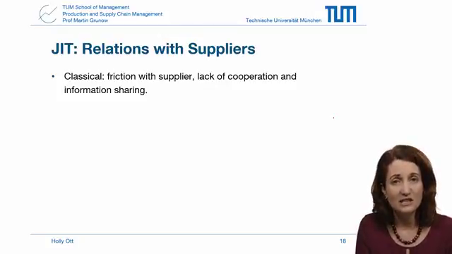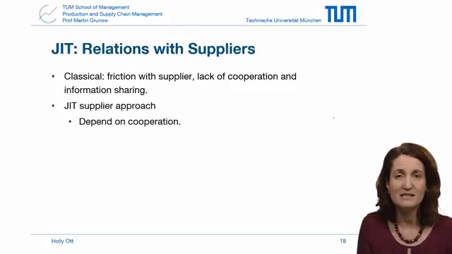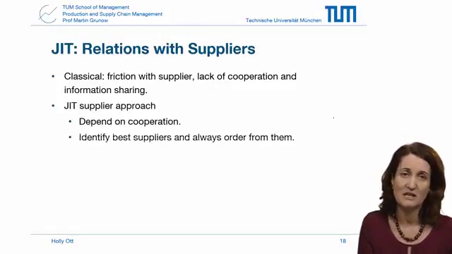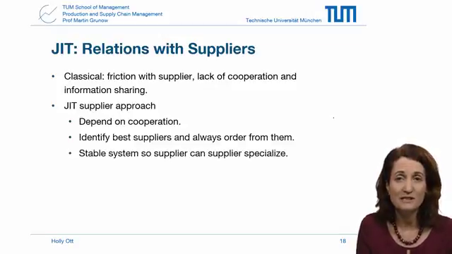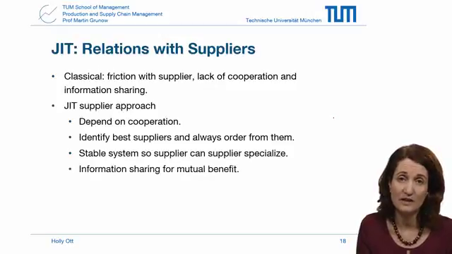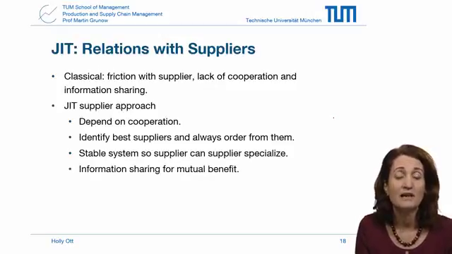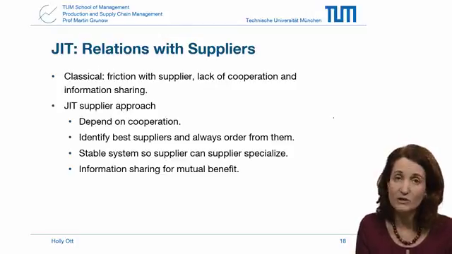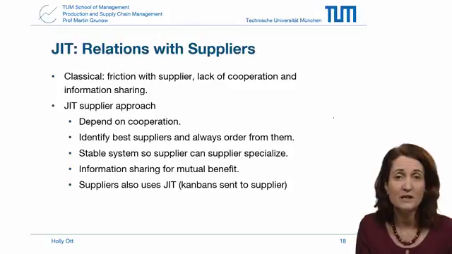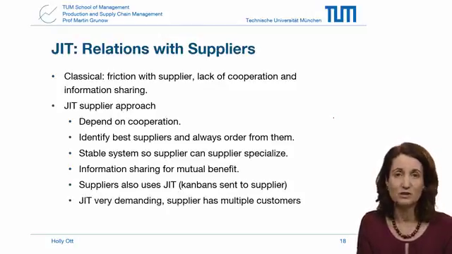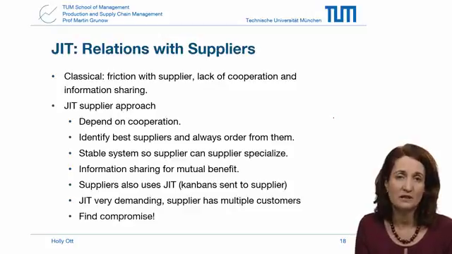Now, the JIT approach to suppliers depends entirely on cooperation with the suppliers: identifying the best suppliers, always ordering from them, and creating a stable system which allows the supplier to specialize, which then will improve quality and help them lower costs. You want to build trust with the supplier so you can share information without the threat of having any type of trading advantage. And of course, we could use the Kanban system. Kanbans could be sent to the supplier so that you put in place your pull JIT system, but the supplier may have multiple customers, so you need to find a compromise.